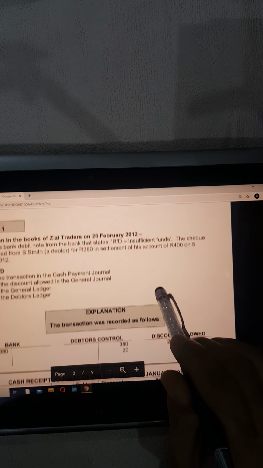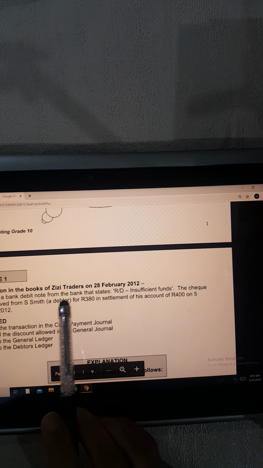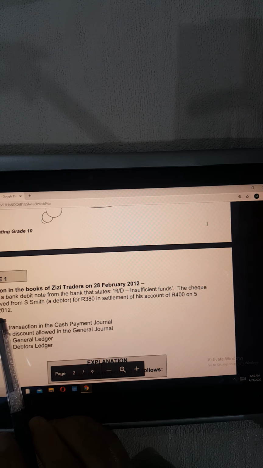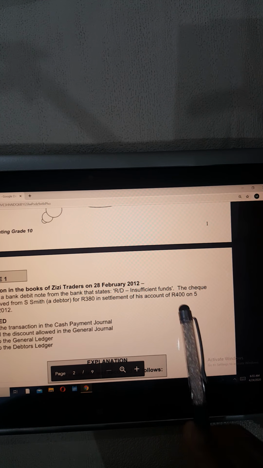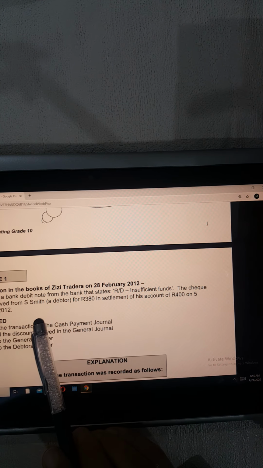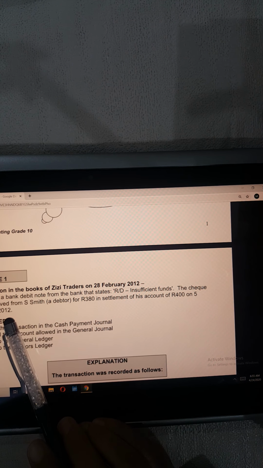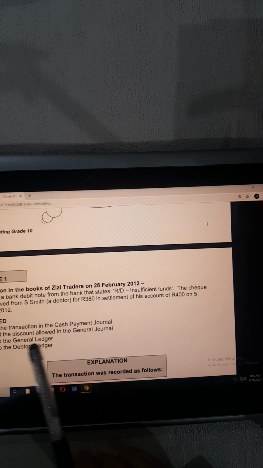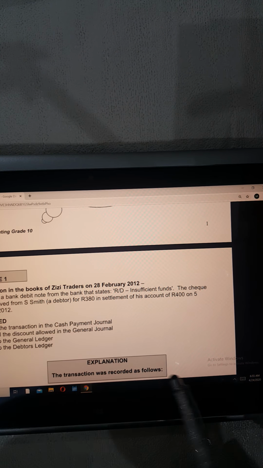Now look at the example. So I've used the same one, right? Information in the books of ZZ Traders on the 28th of February. Received a bank debit note from the bank that states RD or insufficient funds. The check was received from S. Smith for 380 in settlement of his account of 400 on 5th of January. Show the transaction in the CPJ, in the general journal, in the general ledger, and the debtors ledger.